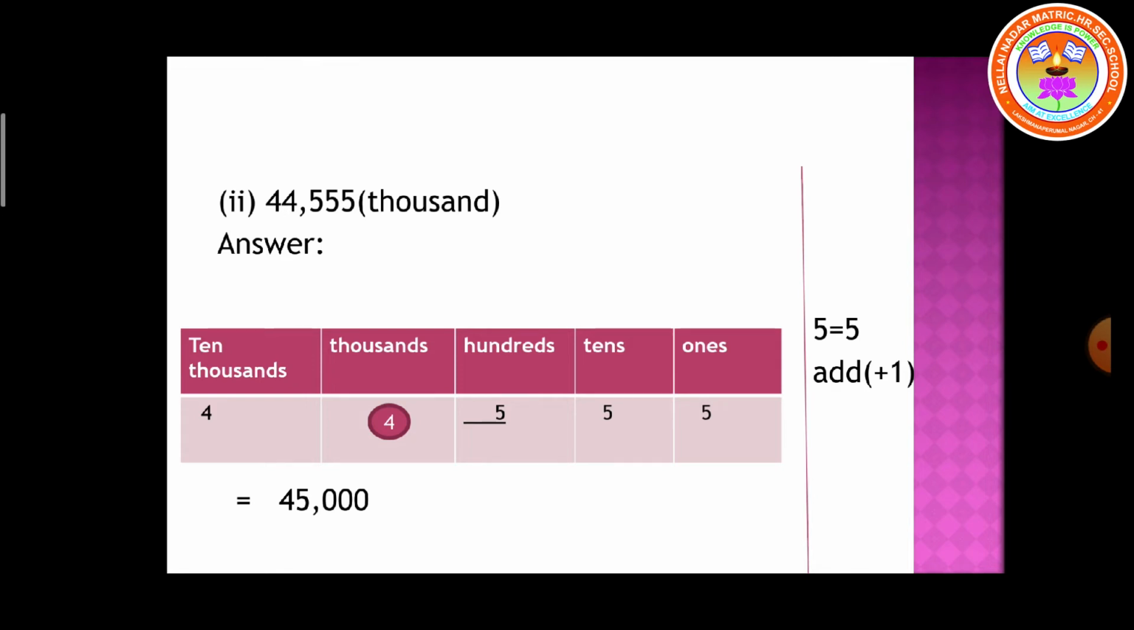Yes, 44,555. So you have to bring it to the thousand place. So listen to the answer, children. In the ones place you have 5, tens place 5, 100 place 5, in the thousands place you have 4, and in the 10,000 place you have 4. But to the right side of the thousand, what do you have? In the 100 place you have number 5. 5 is equal to 5, so you have to add 1. So your answer is 45,000.